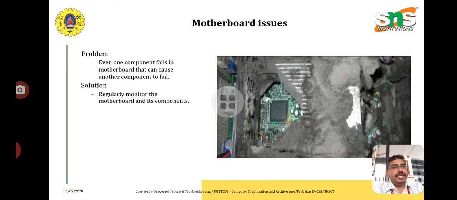The next one is motherboard issues. The motherboard contains a large number of components. If one component fails, that can lead to the failure of the entire motherboard, and the damage of the total motherboard includes the processor also. So better we find out which particular component is not functioning properly or is reducing its performance. We can monitor regularly and reduce the above-said factors. Then only can we protect our system.